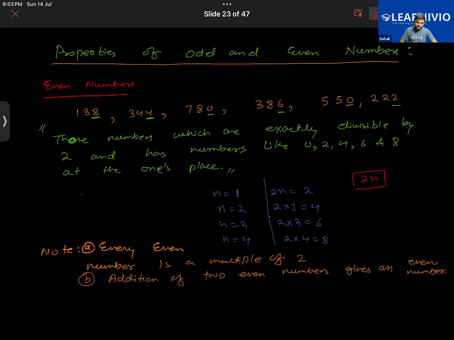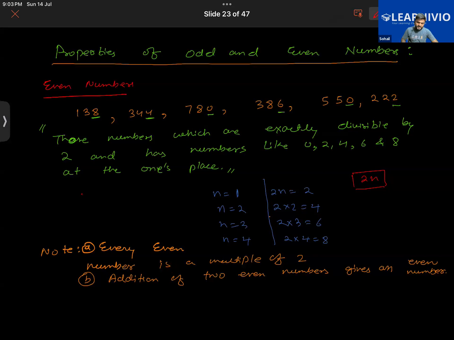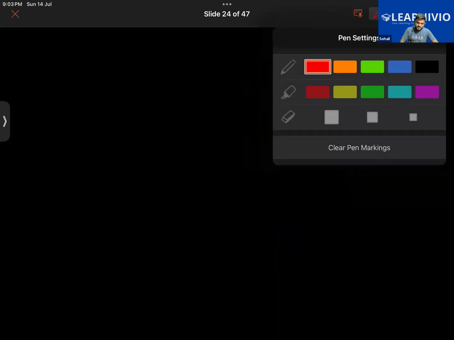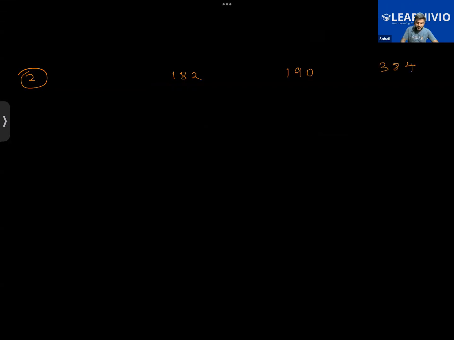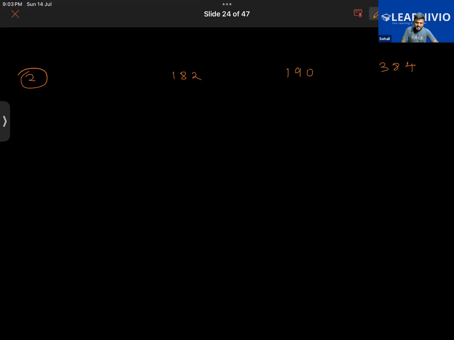Okay. So like in the property B, it is written that addition of two even numbers gives an even number. And also in the first property, we did learn that every even number is a multiple of two, right? So say for example, here we have written 2 and we take any even number. For example, 182. For example, 190. Or for example, 384. All of them are actually multiples of 2, right? Because for example, 2 times 91 equals 182. So 182 is a multiple of 2, right?